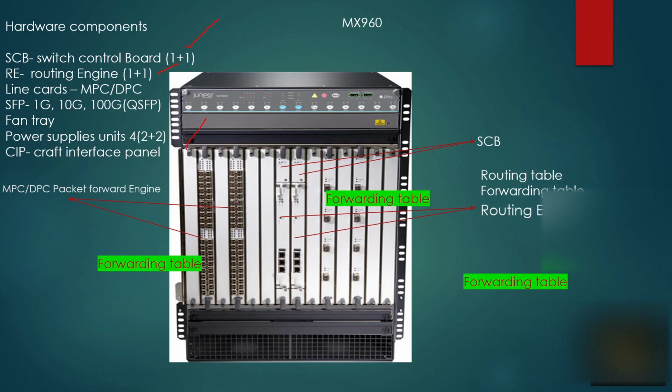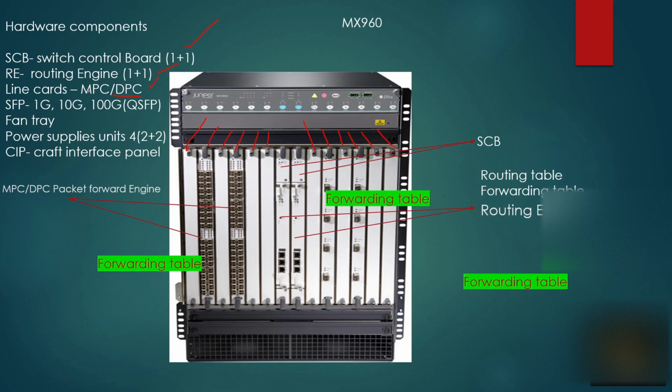Now, other line cards. What do we call them? Line cards. These line cards we call MPC and DPC. What do you mean, MPC and DPC? MPC means multiple port concentrator. DPC means dense port concentrator. The DPCs are the legacy line cards. No one is using them right now. These are the old line cards.